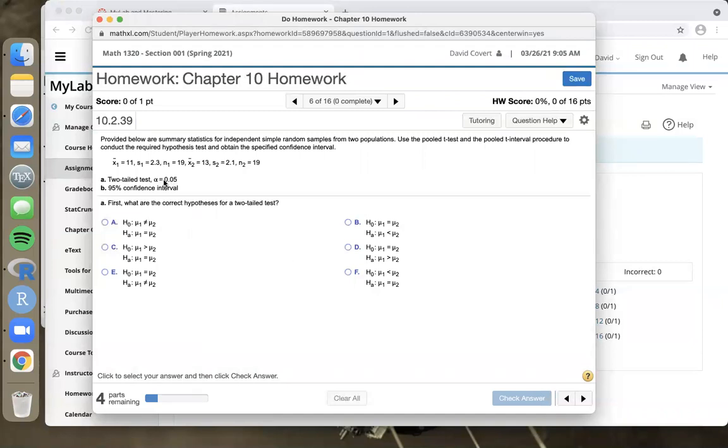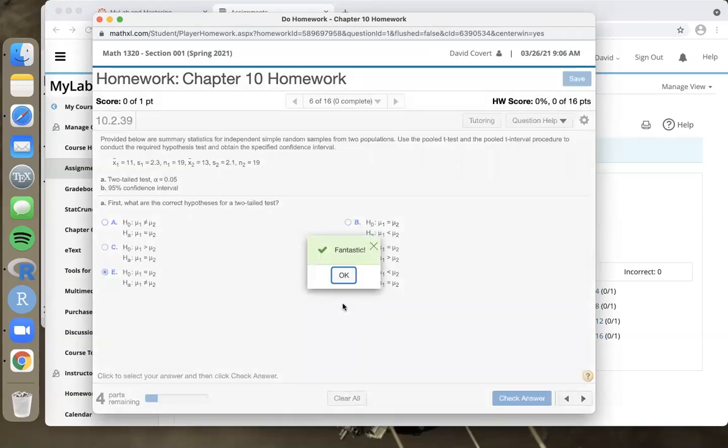The first thing is that this is a two-tailed test. So the null hypothesis, I don't even have to think about the rest of these. I don't have to look at them. I know that the null hypothesis has got to be that mu1 is equal to mu2, and the alternative is that they're not equal. So that's part E. So we don't even have to think about any of the numbers or anything there.